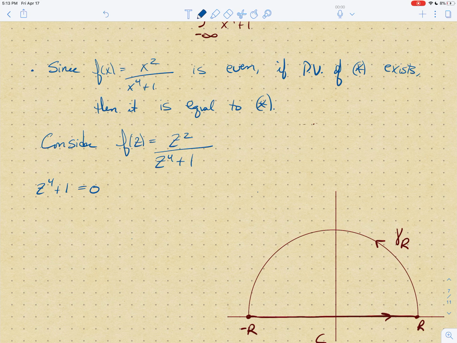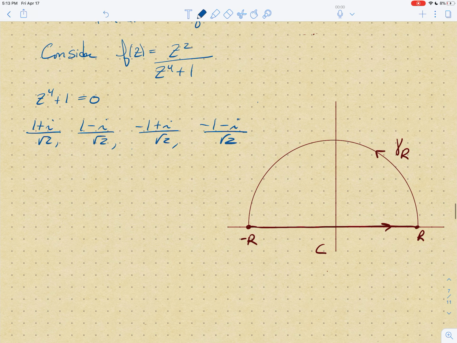Why don't you pause the video, actually, and work out those 4 solutions yourself. It might be a good review for you to go back and make sure we can do that. But here they are. We're going to get 1 plus i over root 2, 1 minus i over root 2, minus 1 plus i over root 2, and minus 1 minus i over root 2.